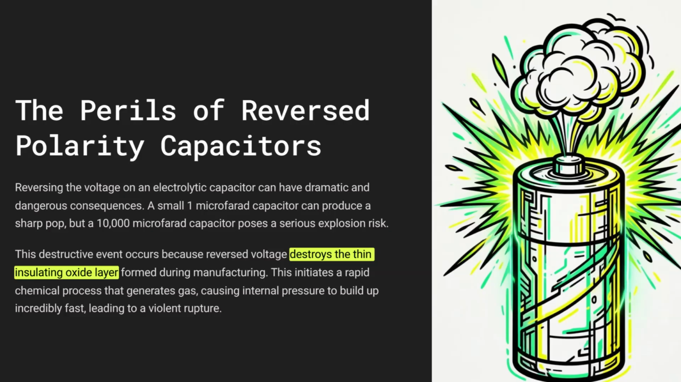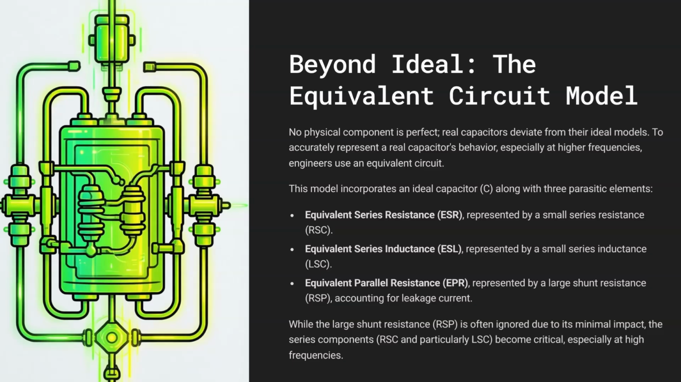And that leads us straight to the concept that separates the schematic from reality, the equivalent circuit. The reason they behave this way is because they aren't just ideal capacitors. No physical component is perfect. So to model a real capacitor, engineers use the equivalent circuit. This means you take your ideal capacitor, C, and you add 3 parasitic elements. A small series resistance, RSC, a small series inductance, LSC, and a big shunt resistance, RSP, which is for the leakage current. Correct. And since it's very large, we often ignore it.